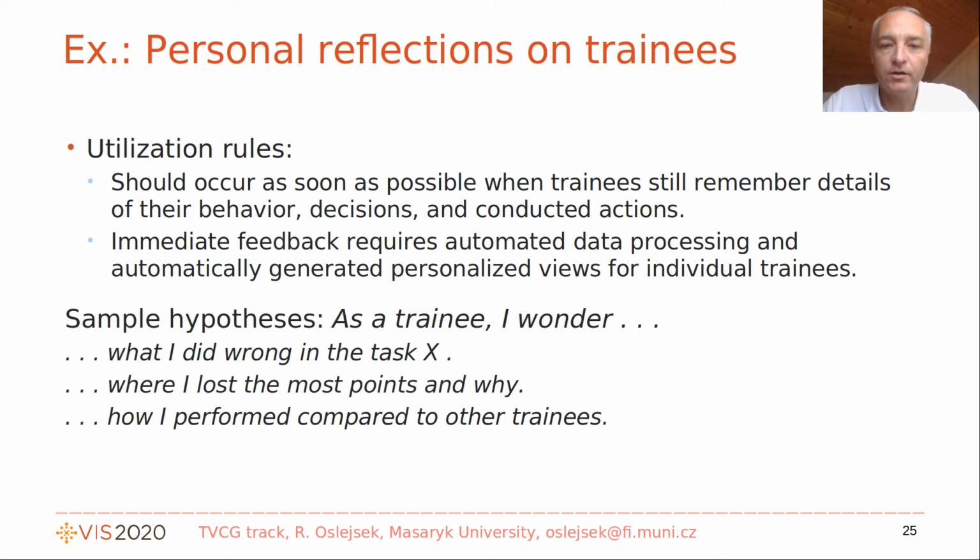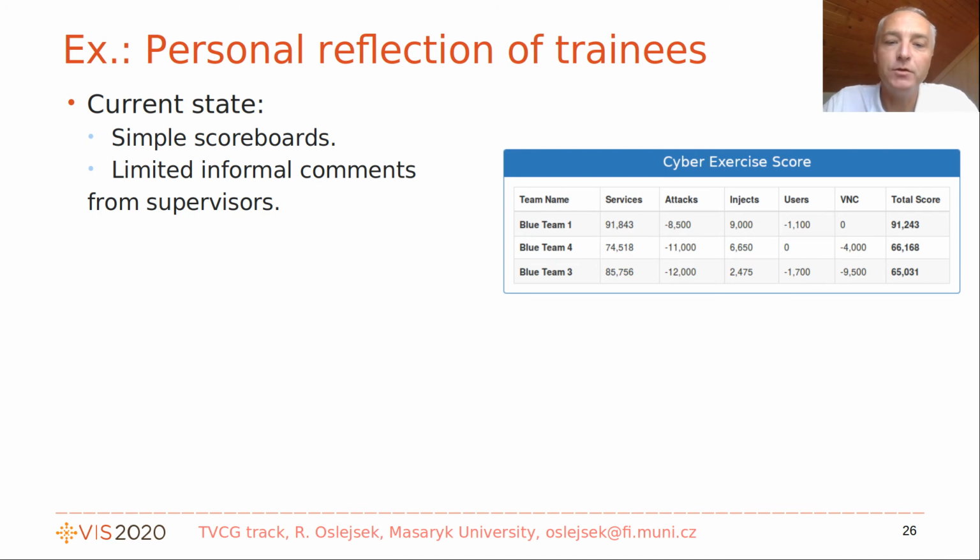In all categories, we provide examples of analytical hypotheses. In this case, it is that trainees typically wonder what they did wrong in a particular task, where they lost most points and why, or how they performed compared to other trainees. We also aim to summarize the current state and emphasize design rules or similar takeaway messages that would be useful when designing new visualization tools.